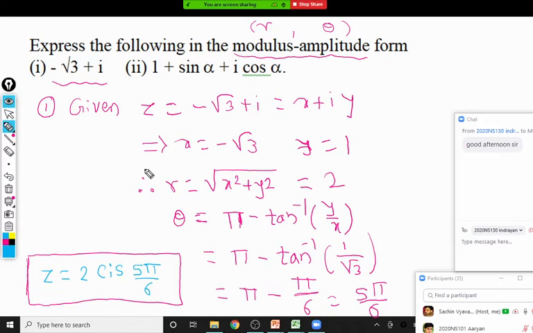Yes, if you have a problem in getting the angle, we already discussed that in the last session. In the last session, we discussed that there are different formulas for different quadrants. What is the formula for the first quadrant?